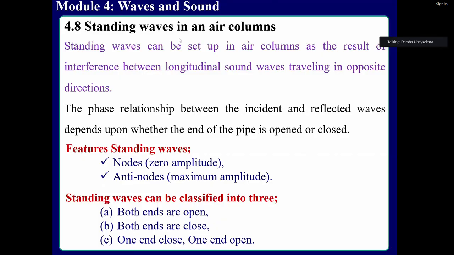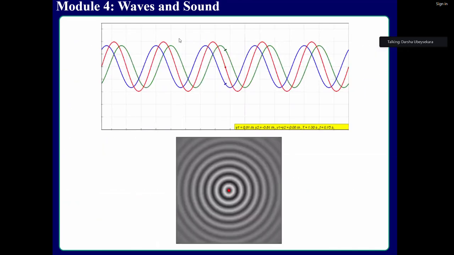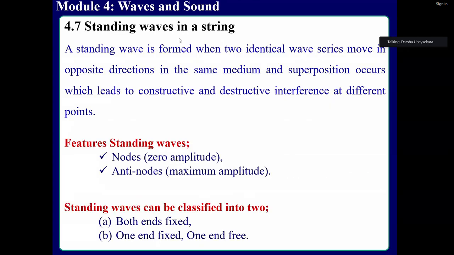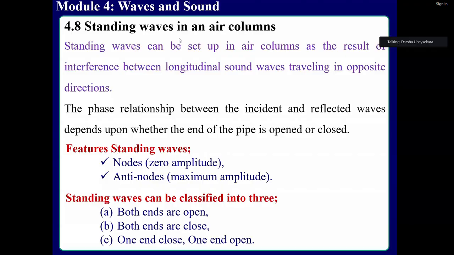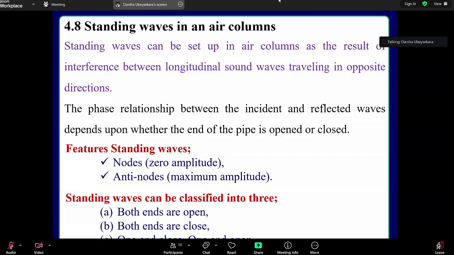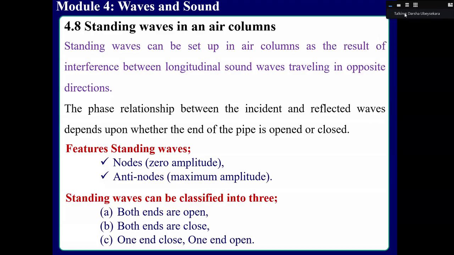Okay. So last lectures we discussed the standing waves in a string. String means actually it's like a rope, right? So now today we are going to discuss the standing waves in air columns. You already know what a standing wave is, right? Air columns means, like your resonance tube practical.